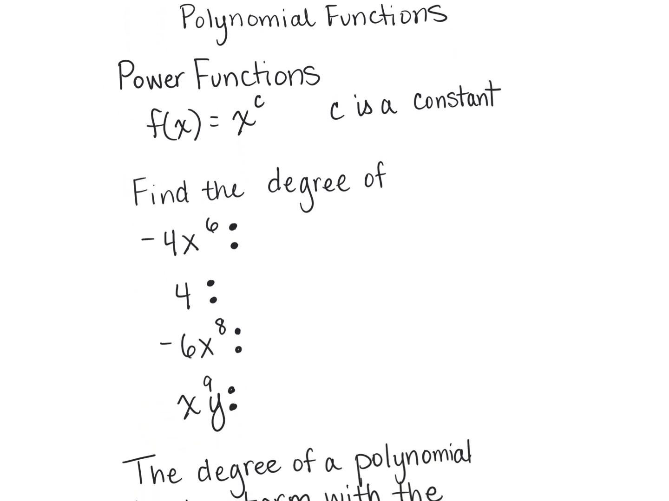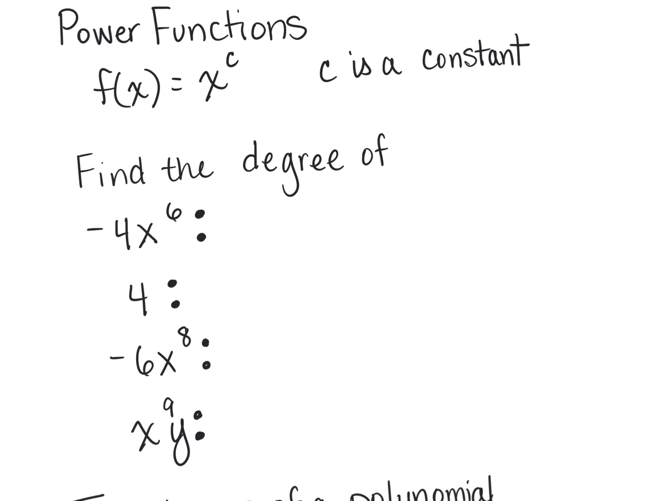So I've written down a few here for us to look at. So I have negative 4x to the sixth. So the degree of this is 6. All right, the next one we have 4. So you can imagine that this is like x to the 0 power. Okay, so it's a constant. And when we have a constant, the degree of a constant is 0 because there's no variable.